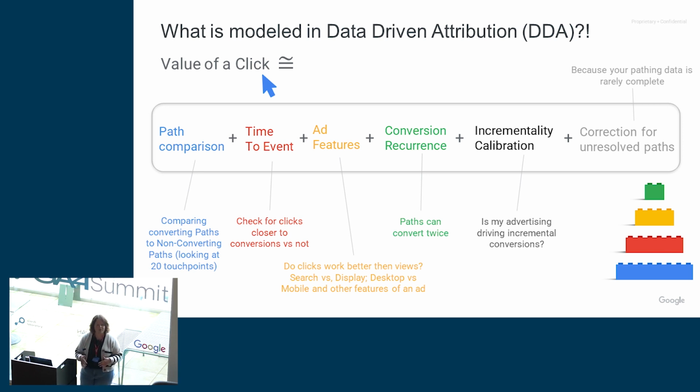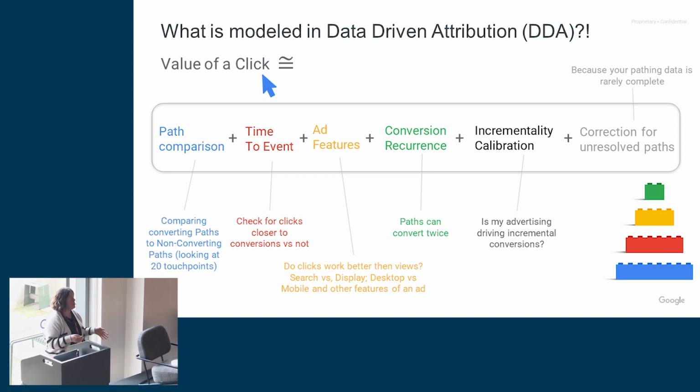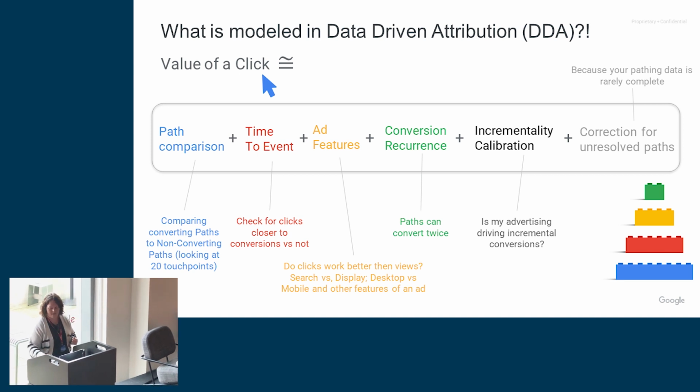We also look at how often these conversions happen. Conversions can happen more than once. And whether your conversion is a purchase or a newsletter sign up or a file download, these models can be created for all of those different conversion types. Some of those you think are more likely to happen more than once, and we take that into account as well.